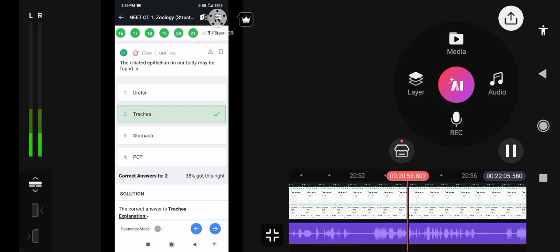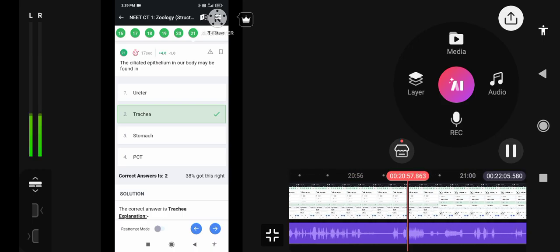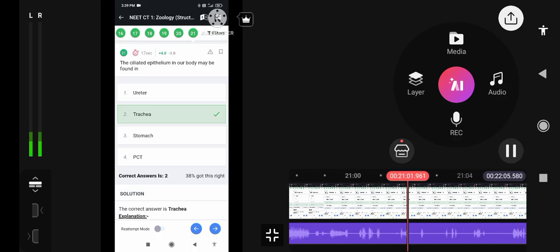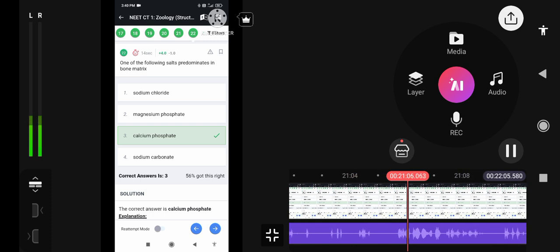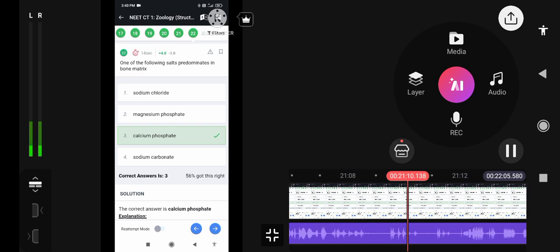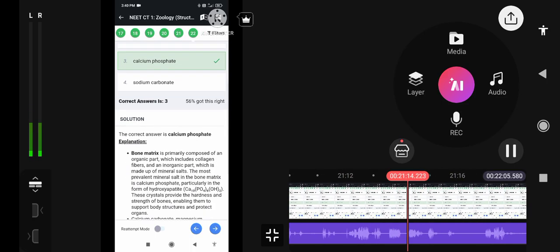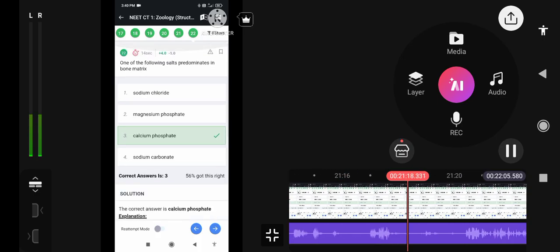The ciliated epithelium in our body may be found in the trachea, fallopian tube, ureter. Not stomach, that is cuboidal. Which one of the following salts predominates in bone matrix? Calcium phosphate. Yes, correct answer. Ca3(PO4)2.